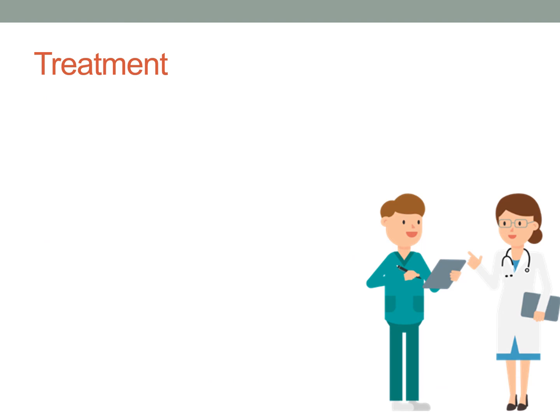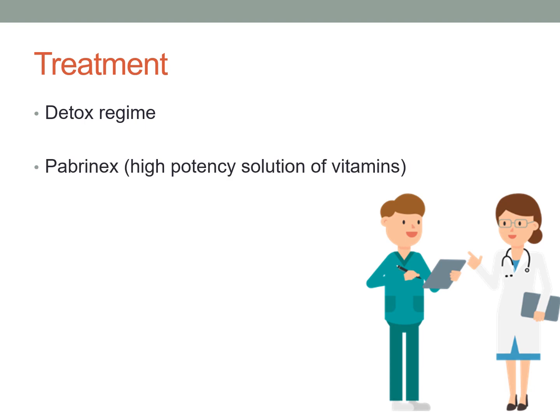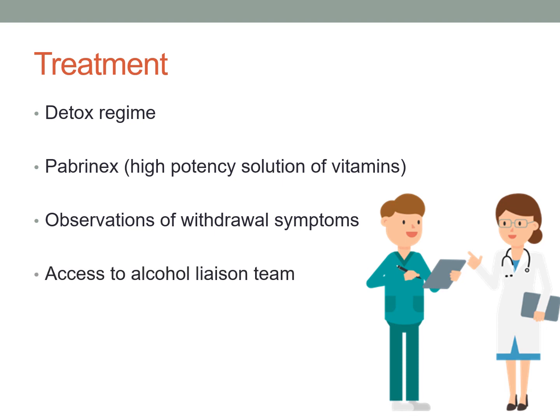Possible treatments for patients who present to us for alcohol withdrawals with a range of severity in symptoms include a detox regime, as we all know, Abranex, which is a high-potency solution of vitamins, particularly important for the thiamine deficiency. Ongoing observations of withdrawal symptoms, and this is a key thing for nurses to be aware of, that as nurses, when we're out with the patient on the wards, we can spot signs of withdrawals and possibly request that the person has more PRN, which would most likely be chlordiazepoxide. And within the hospital, we have the alcohol liaison team.